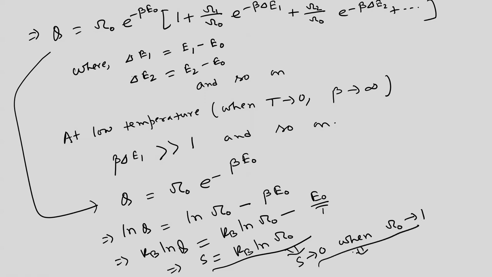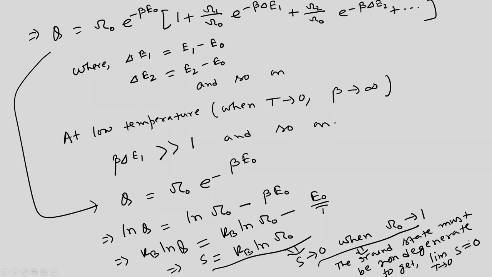That means in order to hold that claim, the ground state must be non degenerate to get the limit T going to 0, S goes to 0. So, it says that the ground state must be non degenerate, or the degeneracy of the ground state must be equal to 1, in order to hold the relation that as T goes to 0, S equals 0. Thank you.